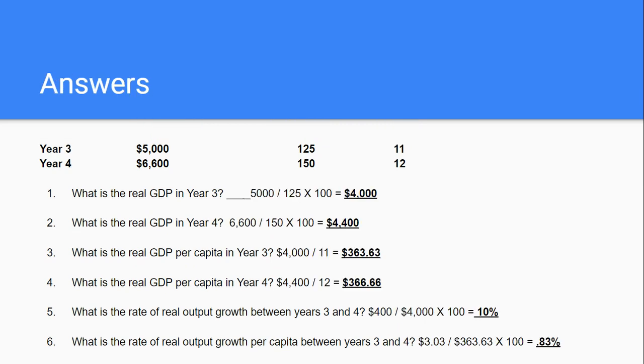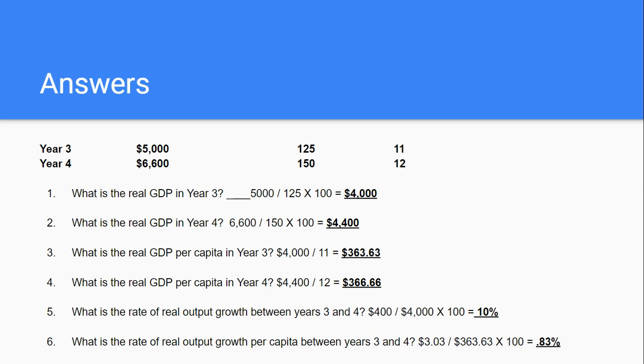So here are the answers. I'll let you look through those for a second. Pause the video if you want. So for 1 and 2, I list how to figure those out. You take the nominal GDP, 5,000, divided by the price index of 125 times 100. So your real GDP is $4,000, which means that in that year, if you wanted to show how truly productive your workers were, they truly produced $4,000 worth of goods and services, not 5,000.